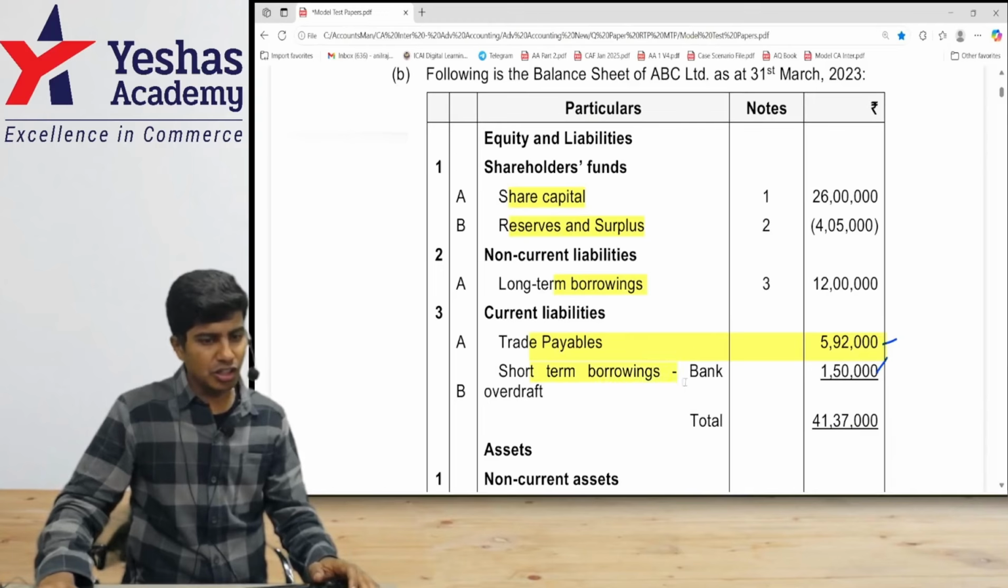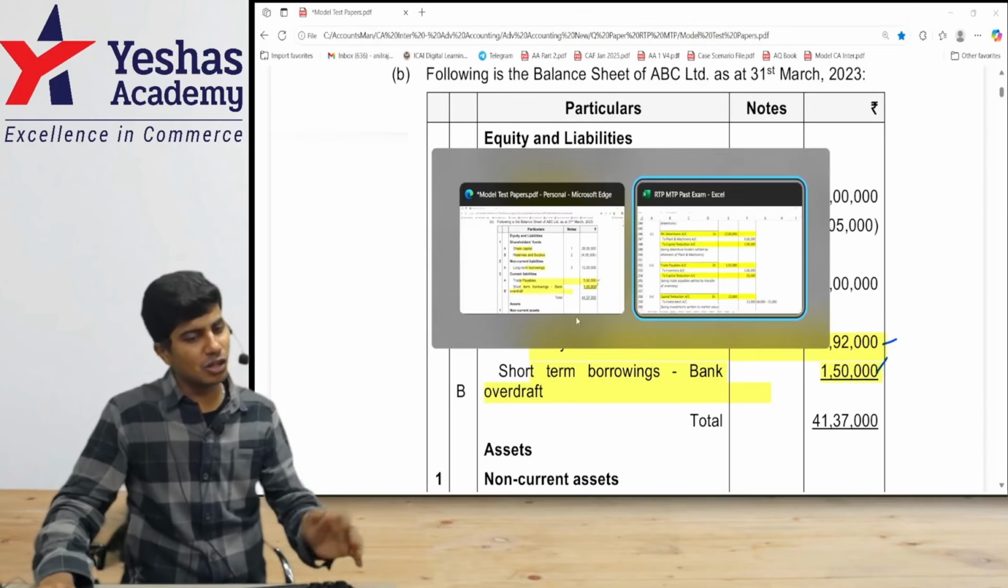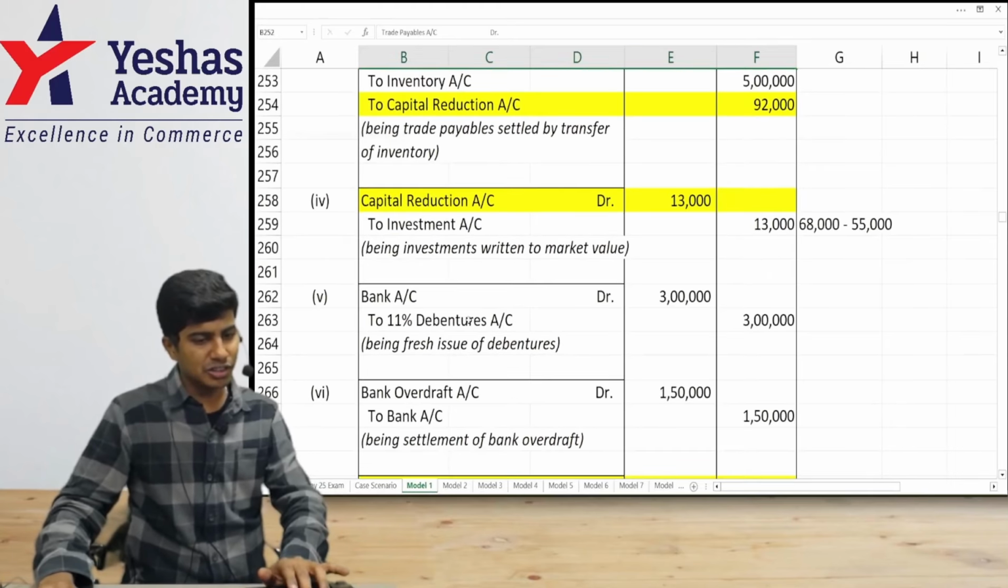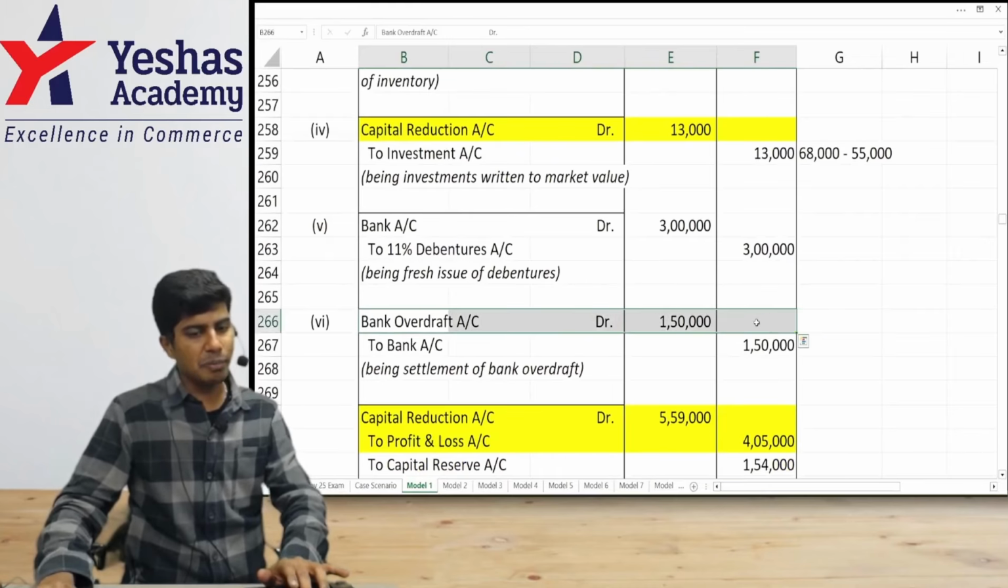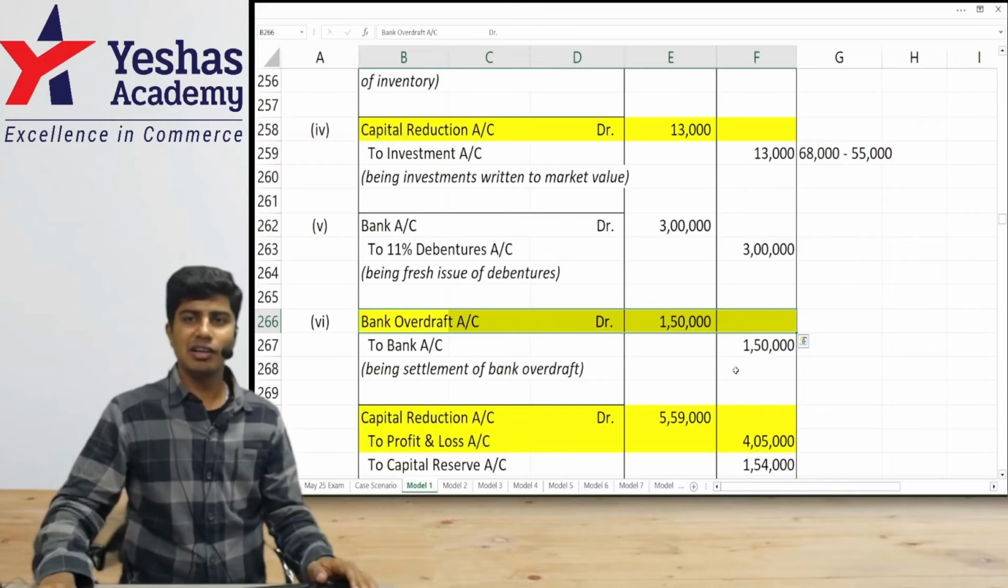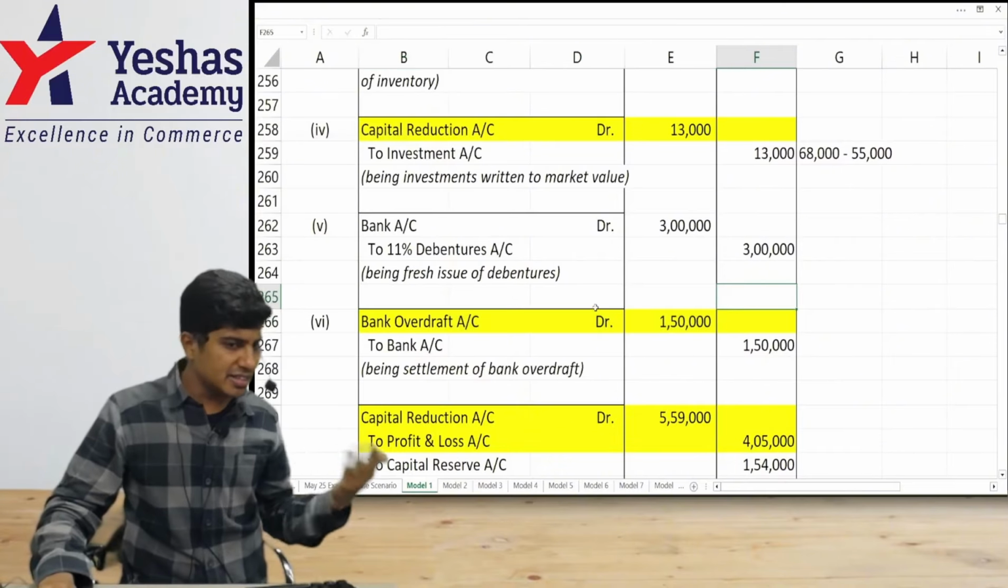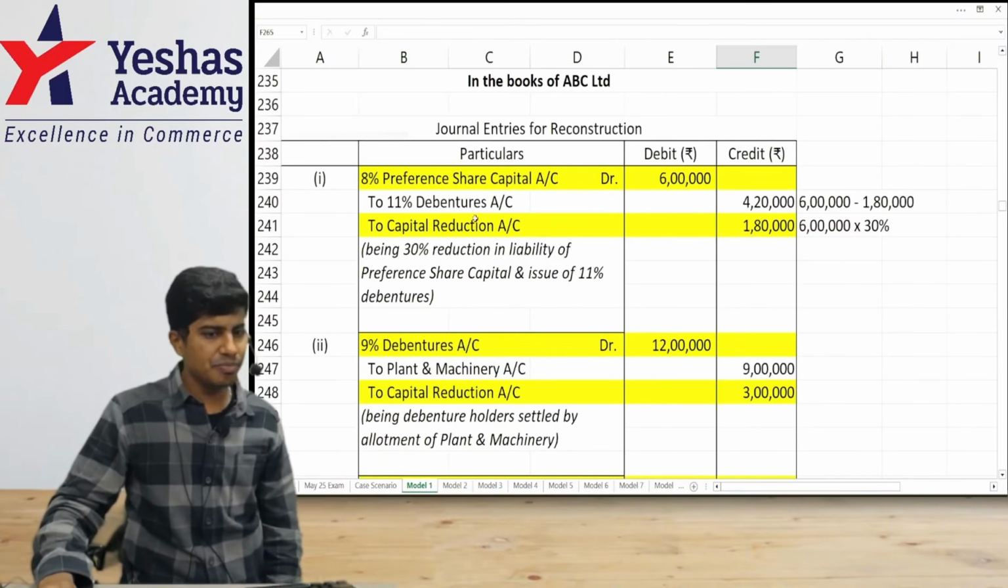Next, what is the liability? Short-term borrowings, bank overdraft 1 lakh 50. This is also paid off. Yeah. See here, I'll show. Bank overdraft 1 lakh 50 paid off. Gone. Now, shall we see, is there anything in the journal entries left out regarding liabilities?